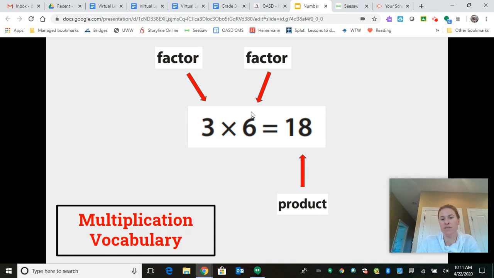The two numbers that you're multiplying are called the factors. If you think about an array, when you make an array, those two sides, the rows and the columns, are your factors. So 5 is here and 4 is here. Those are my factors. And the answer when I multiply 5 and 4 is 20. So 20 is the product, or the answer in my multiplication problem.